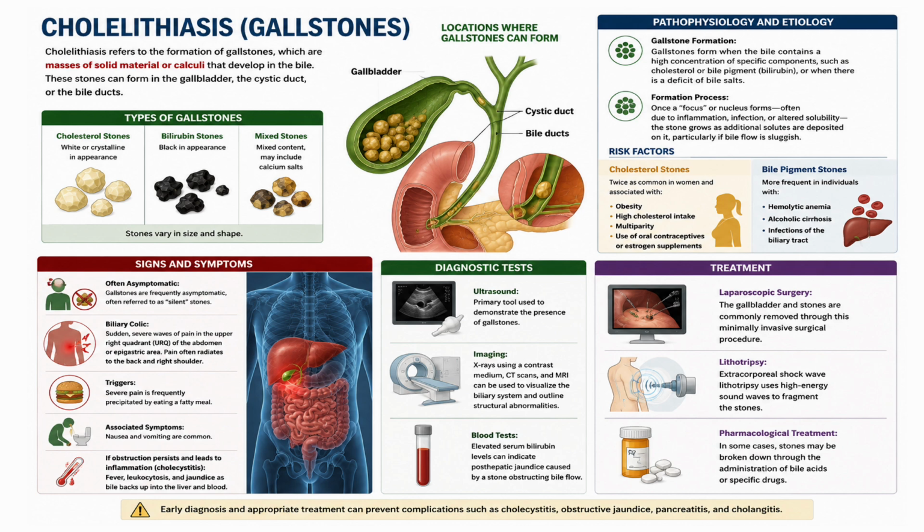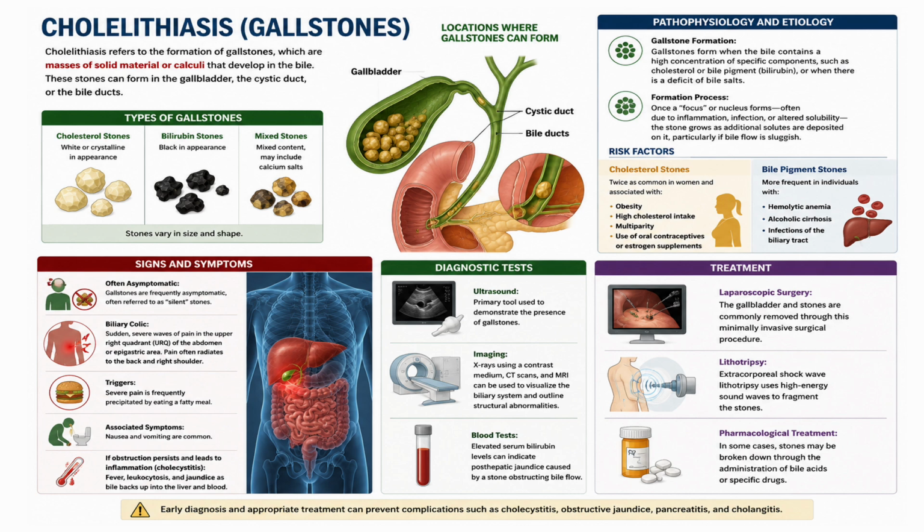Now, while many stones remain silent or asymptomatic, they cause significant distress when they obstruct the bile flow. This can lead to biliary colic, right? The blocking of the flow characterized by sudden, severe waves of pain in the upper right quadrant or the epigastric area, which often radiates to the back and the right shoulder, which are hallmark signs of gallstones. Typically it happens after a fatty meal. So if you eat something with a lot of fat, people notice that pain.